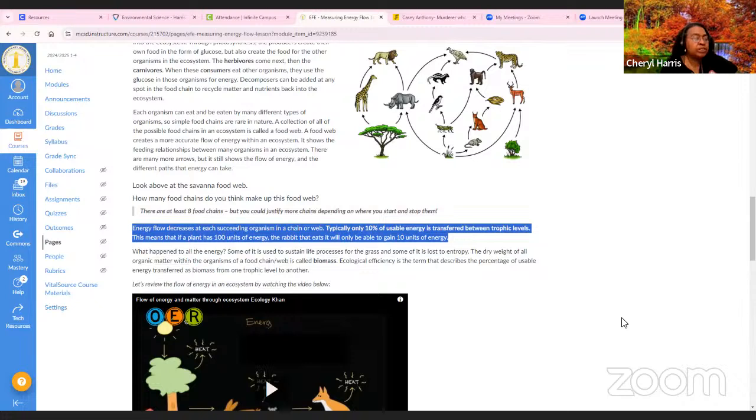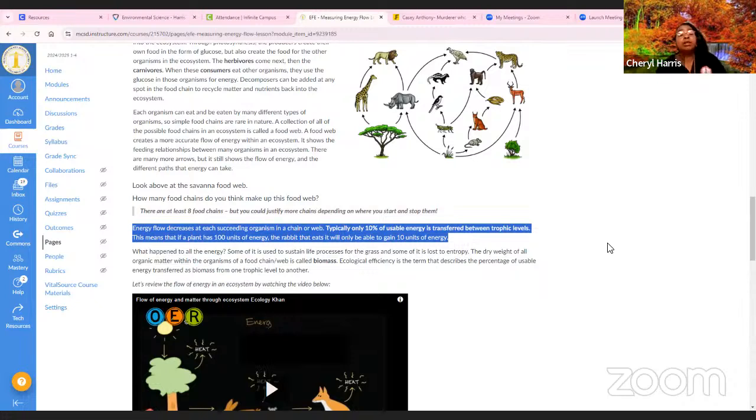Energy flow decreases as you go up the pyramid. They lose it, and it's called the 10% rule. So the plants may have, say, 100% of the sun's energy, and then it uses 90% of it. So if you eat a plant, you're only getting 10% of the stored energy.